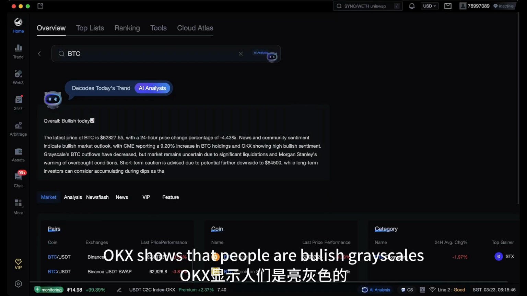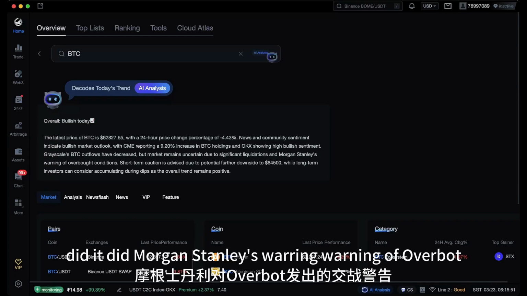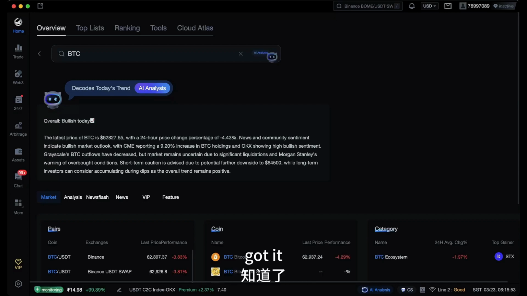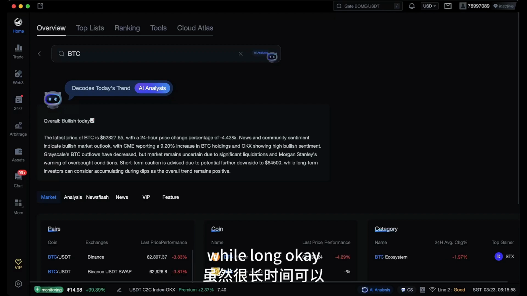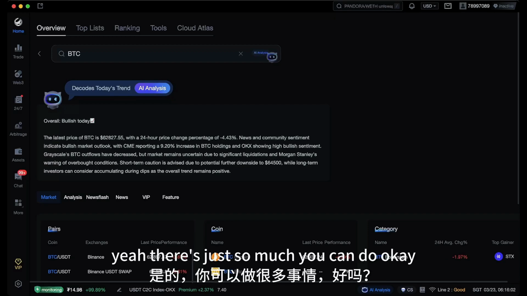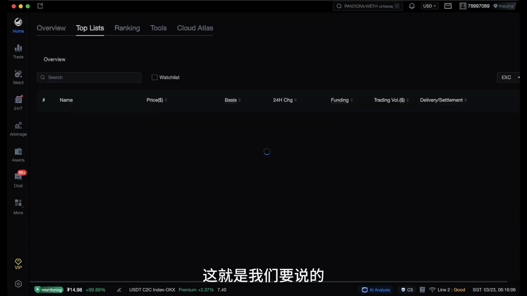It says that CME just reported a 9.2% increase in BTC holdings. OKX shows that people are bullish. Grayscale's BTC outflows have decreased. That's not great. Morgan Stanley's warning of overbought. Got it. Short-term caution is advised due to more downside, while long... Okay, got it. There's just so much you can do.